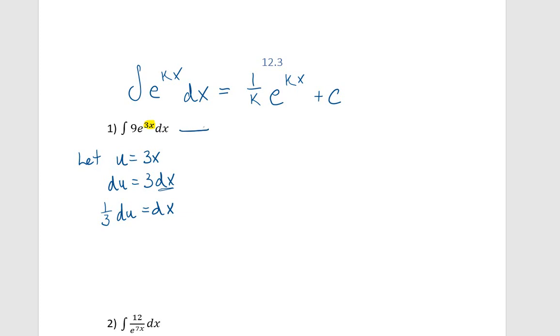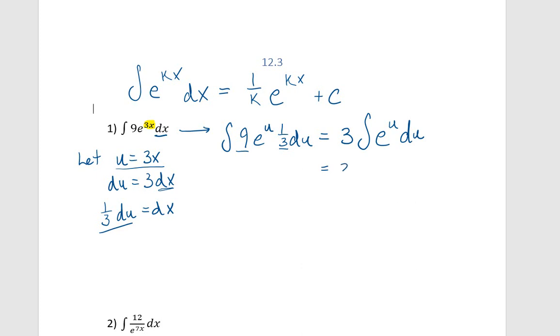Now I'm going to substitute all of that information to here. So I'm going to have the integral of 9 e to the, so I replace 3x with u, so that's going to be u, and I replace dx with that 1/3 du. So what that is going to become is, well, 1/3 times 9 is going to be 3, and I can stick constants out in front. The antiderivative of e to the u du. So the antiderivative of e to the u is just e to the u plus some constant c.